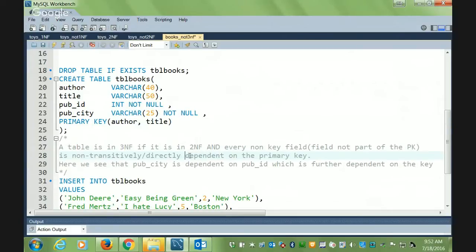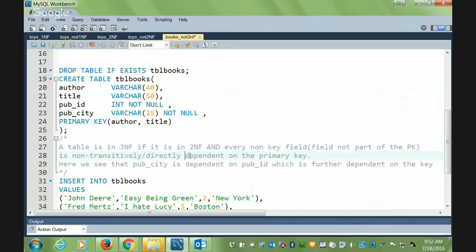Okay, now let's look at the table. Author and title are the primary key. There are only two other fields in the table: publisher ID and publisher city. These are the only two non-key fields, so we have to concentrate on them. The publisher ID is the identification of the publisher, and the city is the city where the publisher company is, right? Now, something doesn't seem right.